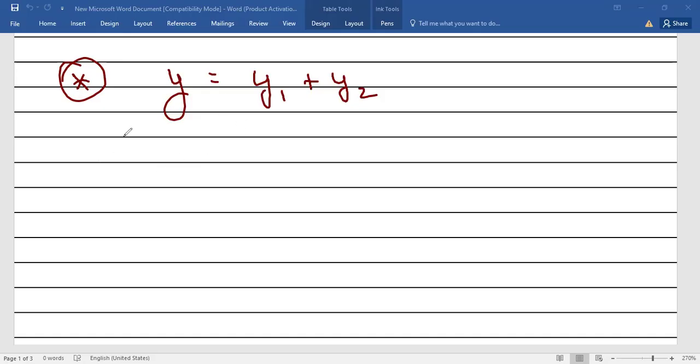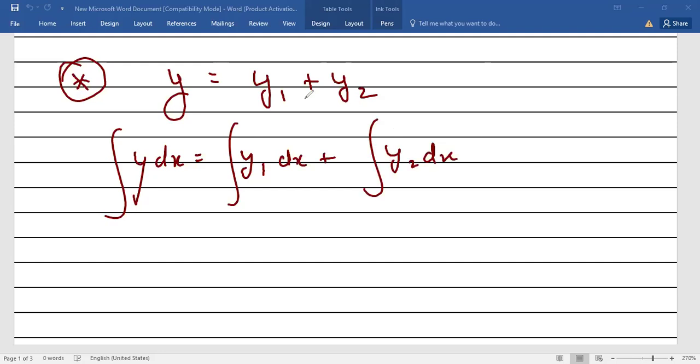Now if we have a function y, which is the addition of two separate functions having the same variable, then integration of y with respect to x will be given by independent or individual integration of y1 and y2 with respect to x, like this one. Similarly, if we have y1 minus y2, then when we integrate y with respect to x, we just put a minus sign in between. So independently you do the integration and then you just plug in plus or minus, whatever was given.